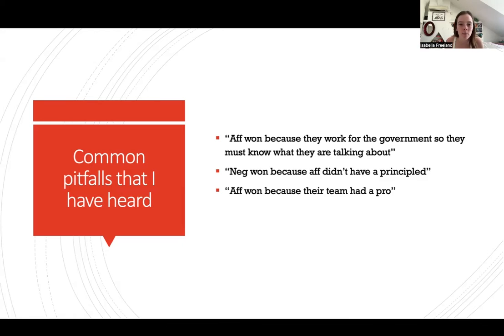Finally, saying AF won because their team had a pro. This is particularly an issue at the Easters level. Just because a team has a pro, it doesn't mean that they always win debates. It is very plausible and likely, it happens all the time, that a team of novices beats a team that has a pro in it. Having a pro is just a bonus, but it shouldn't impact your decision at all.